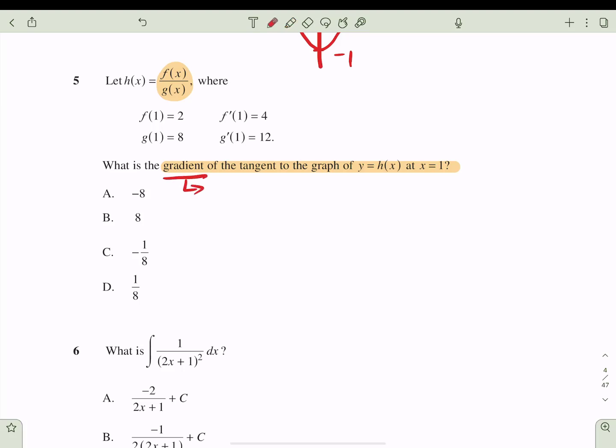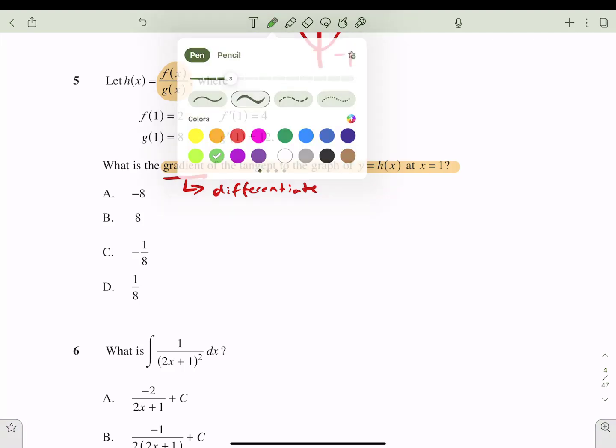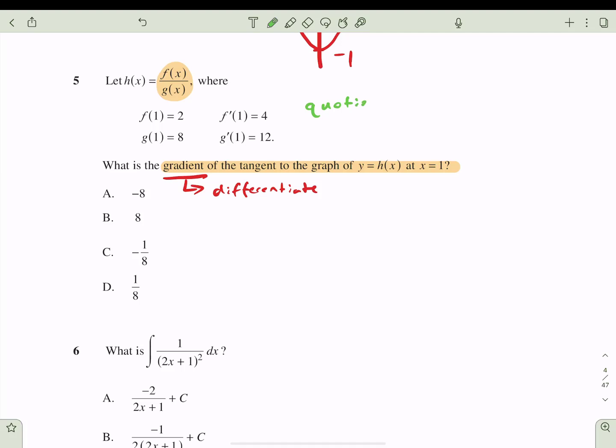So when we are asked for gradient, our first thought should be differentiate. Okay? Don't think of anything else. The moment you see any question have the word gradient in it, it's pretty much a differentiation question. So we need to find a way to differentiate h(x). Now before we differentiate, there's a rule we should remember. That's the quotient rule. So the way I like to remember the quotient rule is, if y equals u over v, then differentiating that, that's equal to u dash v minus v dash u all over v squared. Okay, that is my quotient rule.